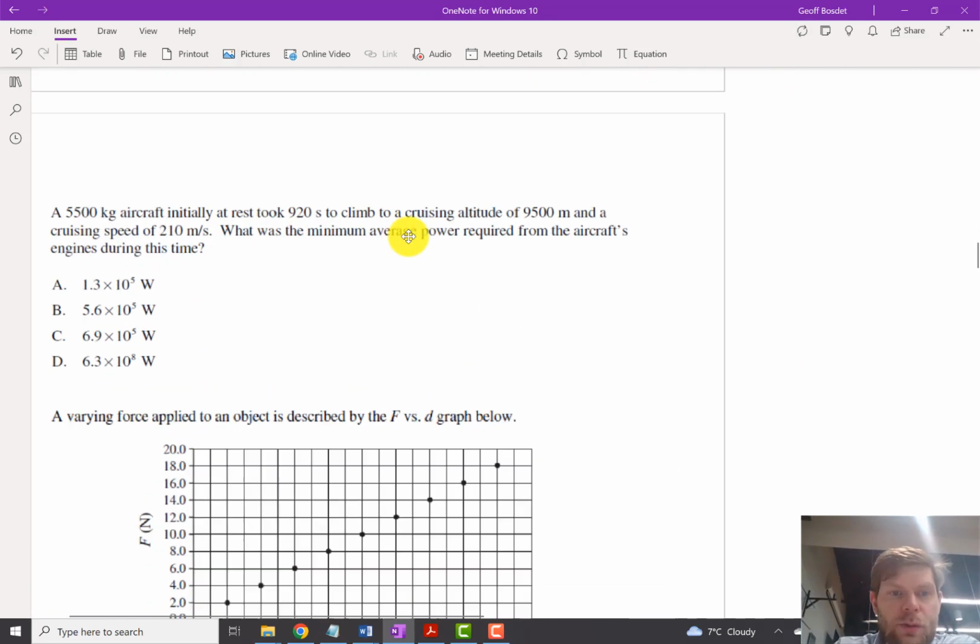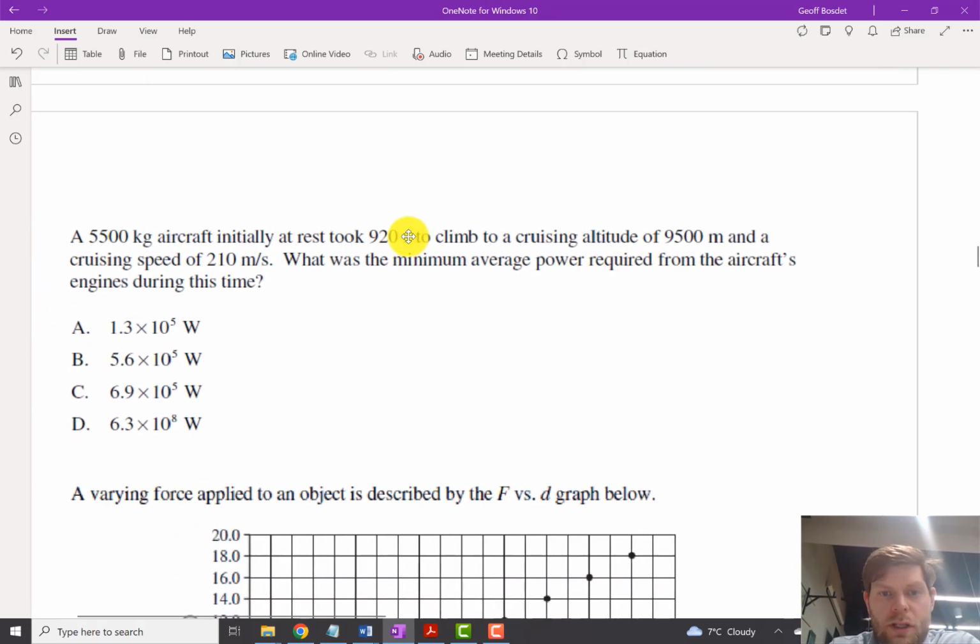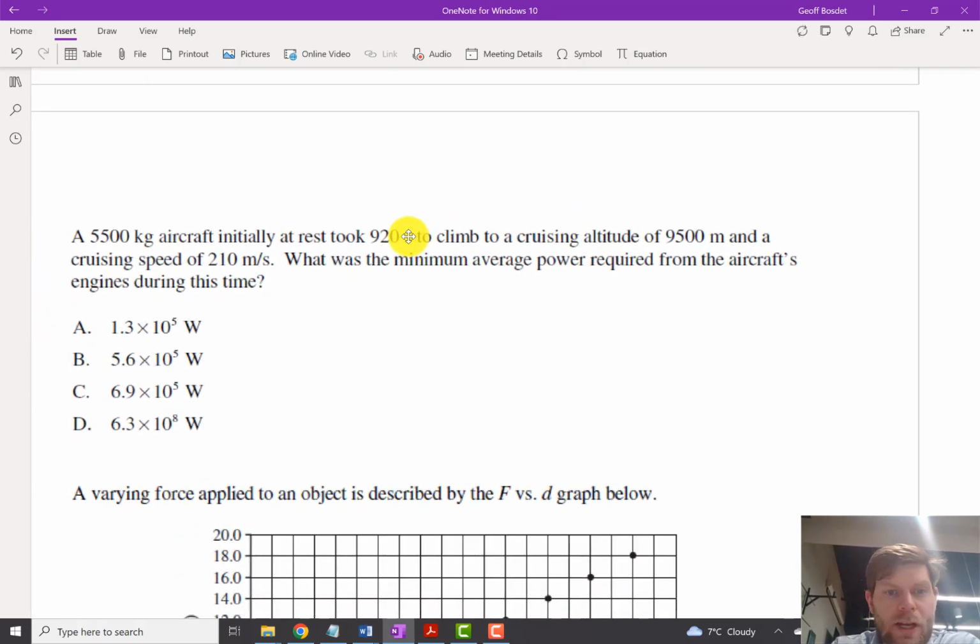All right, next guy's a good one. You got an aircraft. It started on the ground, so no energy. And then later on, it is up in the air, so it's higher and it's faster. And we want to know minimum average power, ignoring all frictional stuff. So we're just going to say power is equal to change in energy over time, because that makes the most sense given what we know. It got higher and faster, so change in energy makes sense.